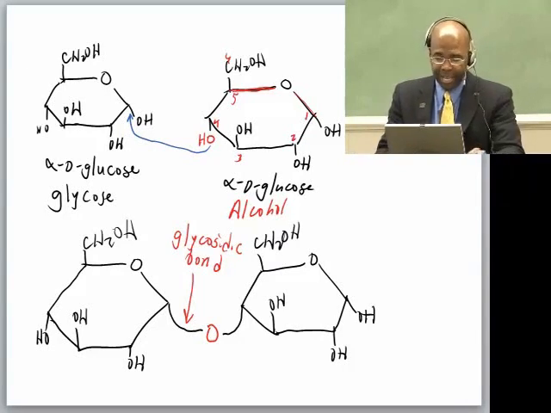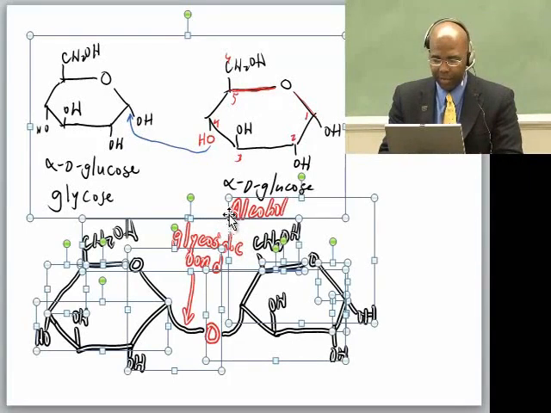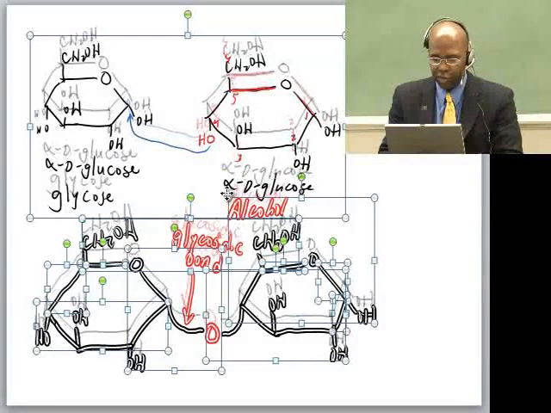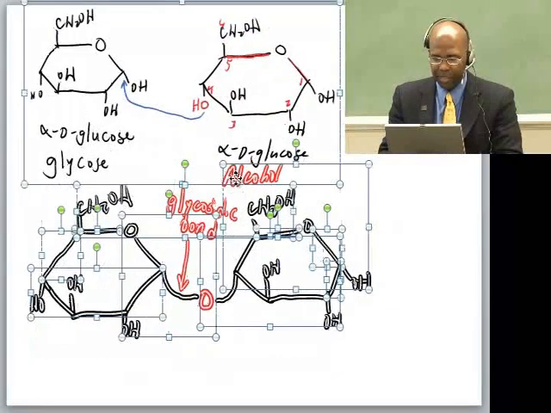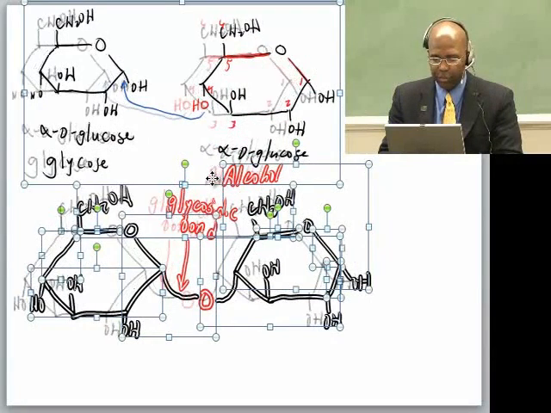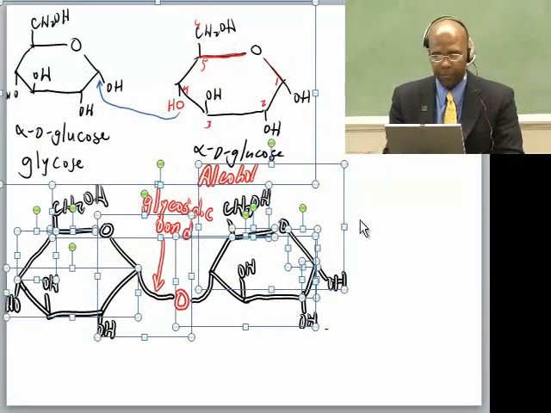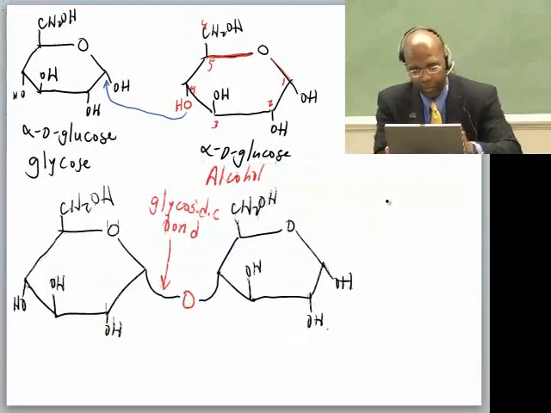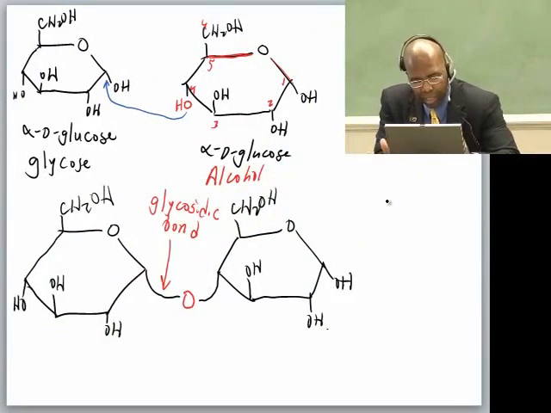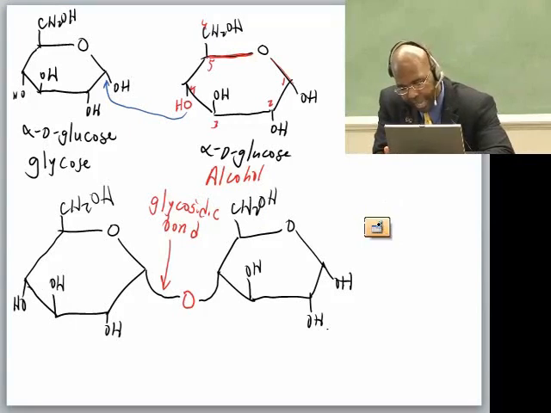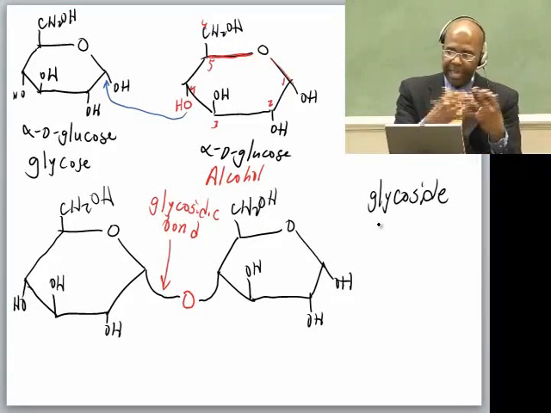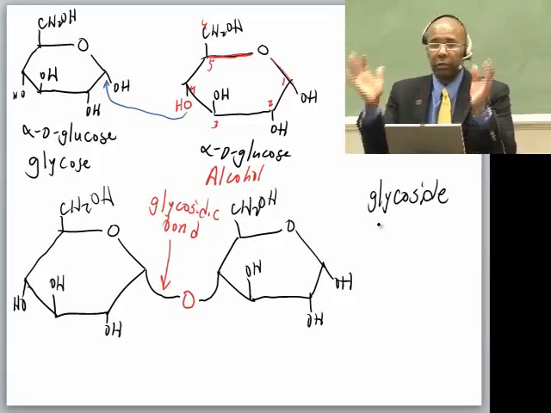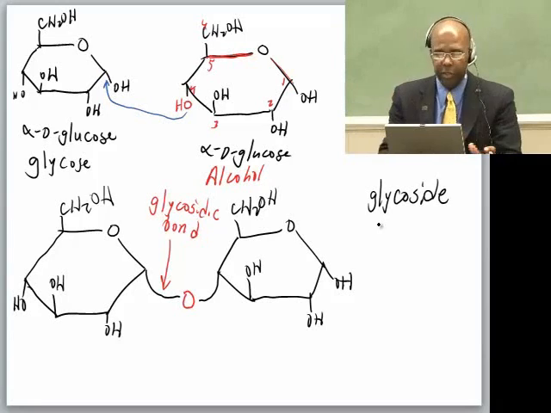Now we're going to name this compound. So I'm going to move everything up so I can have room. We're going to give you the general name first. I'm going to put the name on the side because I have more room over there. Now, this molecule that we formed is a glycoside. It's a glycoside because we have a glycose joined to an alcohol. Does that make sense? Very good.